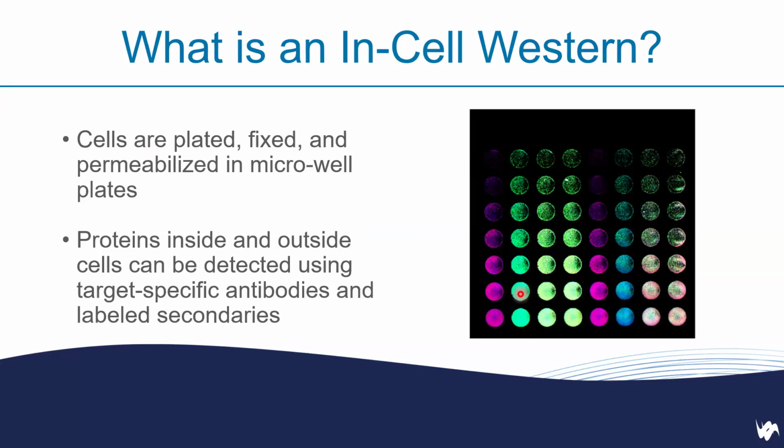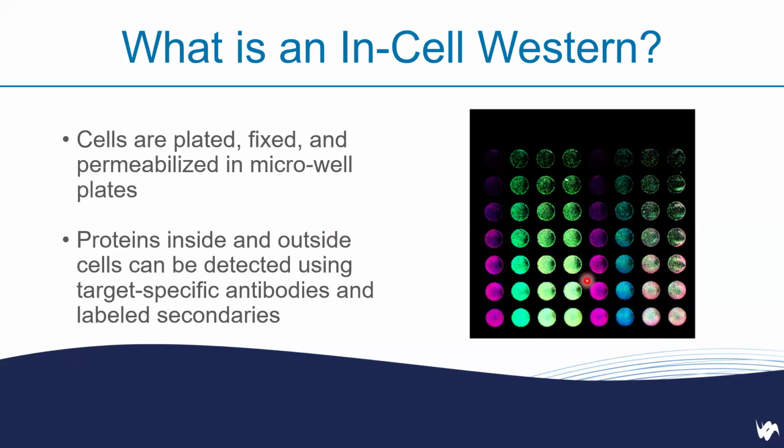So this is in-cell Western. We're looking at the protein in the cells, intracellular protein detection. But we also have something called on-cell Western, which is without the permeabilization step. So what you can see is the protein inside or outside of the cells. It can be detected using target-specific antibodies, which is your primary antibody, and labeled secondary antibodies that are compatible with your primary antibody. So you can see it comes in a microplate format.